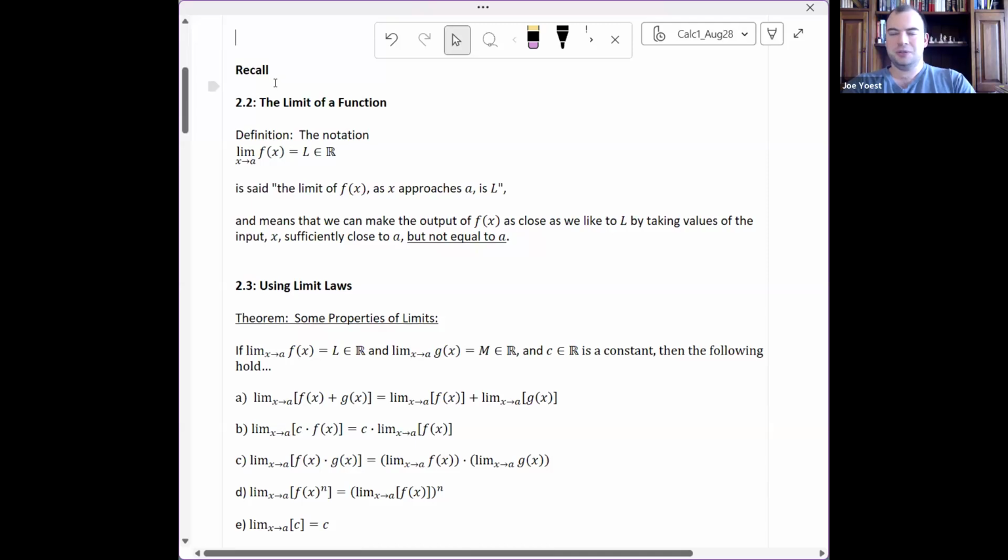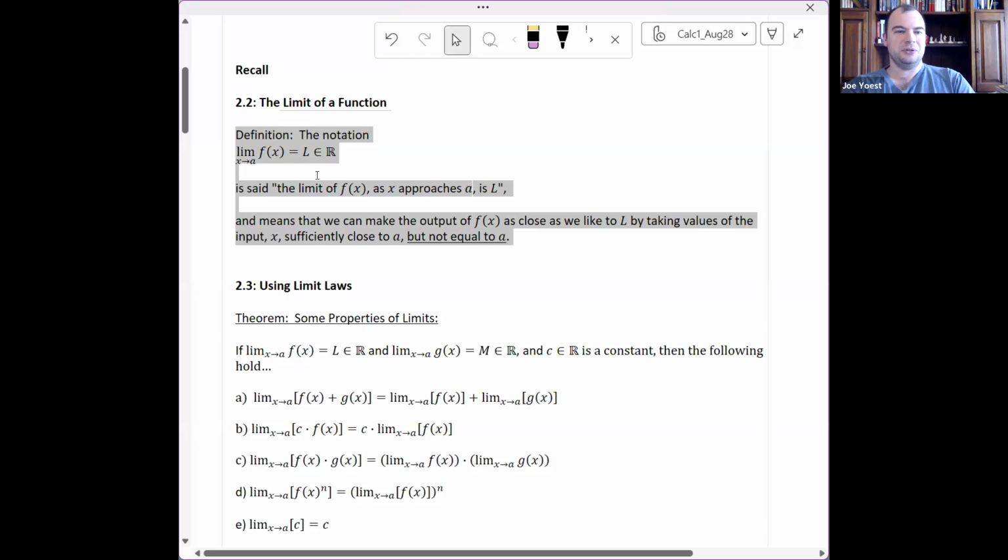Okay, so moving on to the material. Just a quick reminder of the last couple of class meetings. We had discussed the limit of a function, section 2.2, which I'm for some reason having trouble selecting here. And as part of 2.2, my computer is running really slowly. Maybe I have to close something.